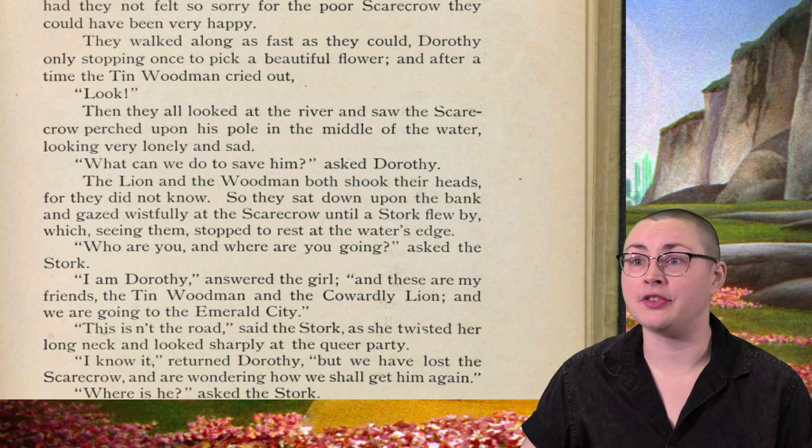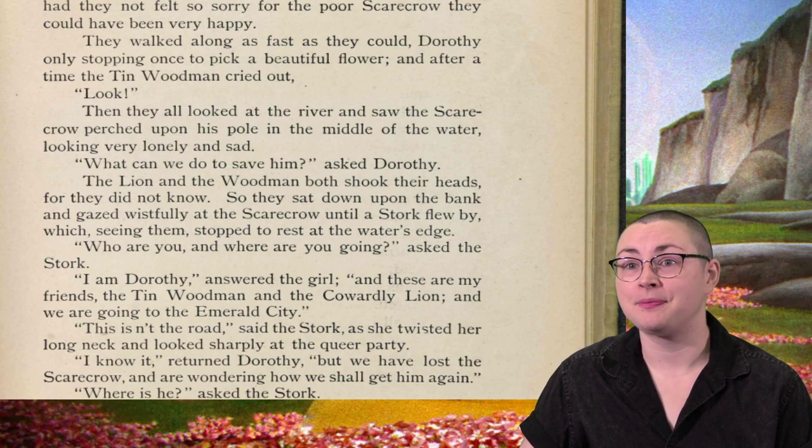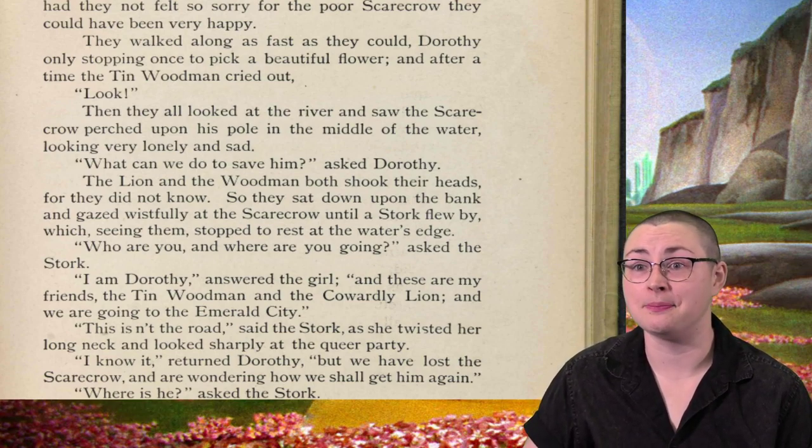They walked along as fast as they could, Dorothy only stopping once to pick a beautiful flower, and after a time the Tin Woodman cried out, "Look!" Then they all looked at the river and saw the Scarecrow perched upon his pole in the middle of the water, looking very lonely and sad.